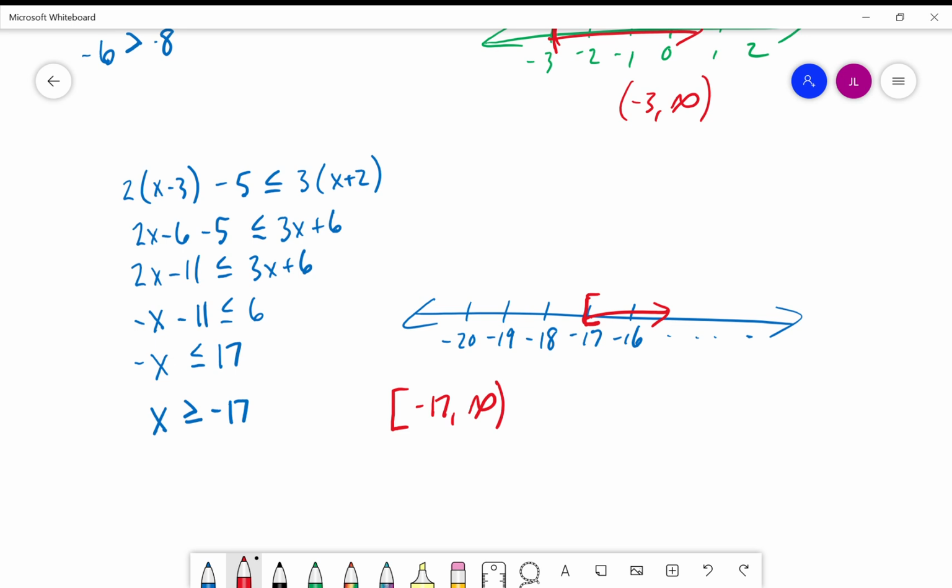So I hope this helps a little bit with solving linear inequalities. Remember that big negative: a negative means flip the sign. Don't forget that. That's if we're multiplying or dividing by a negative number to get x positive. So hopefully this helps with some linear inequalities. I will see you in the next video.